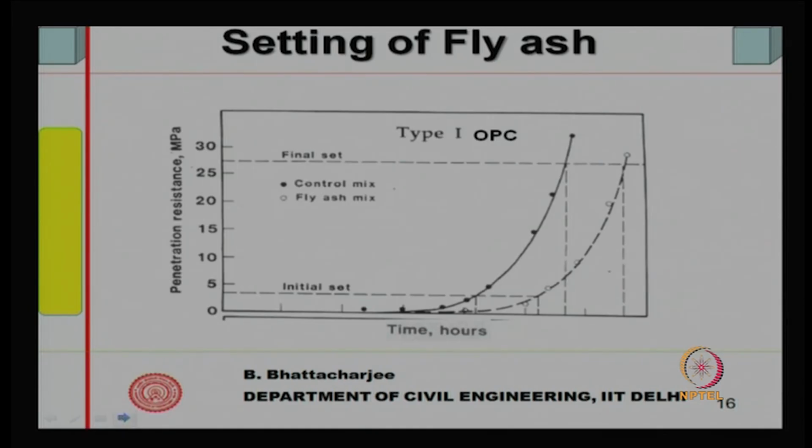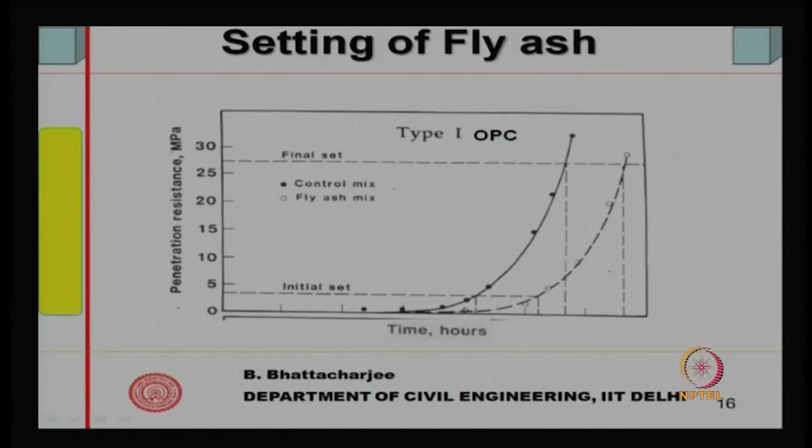Now some results on the setting of fly ash concrete. For example, if one does a ball penetration test, what you do is measure the effort required for a standard ball to penetrate the concrete. This corresponds to about 3.5 MPa for initial setting time, and final setting time corresponds to 27 MPa.